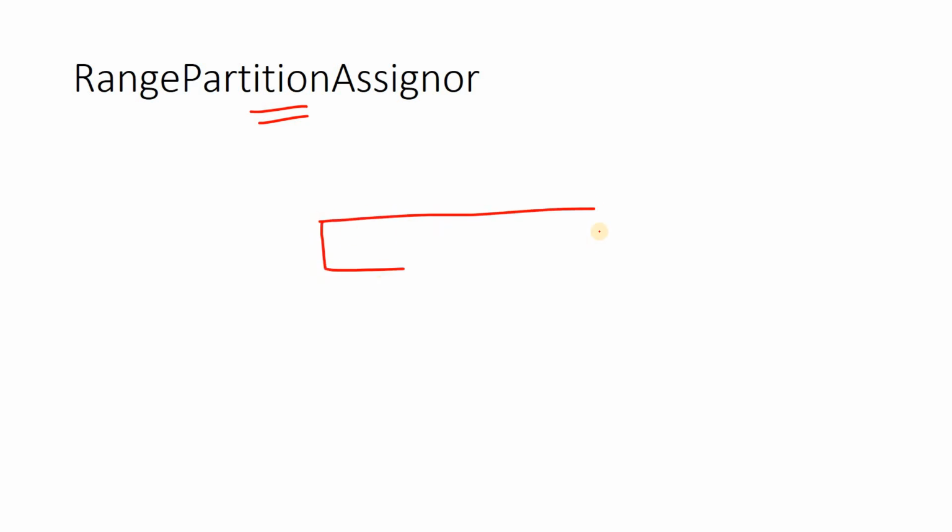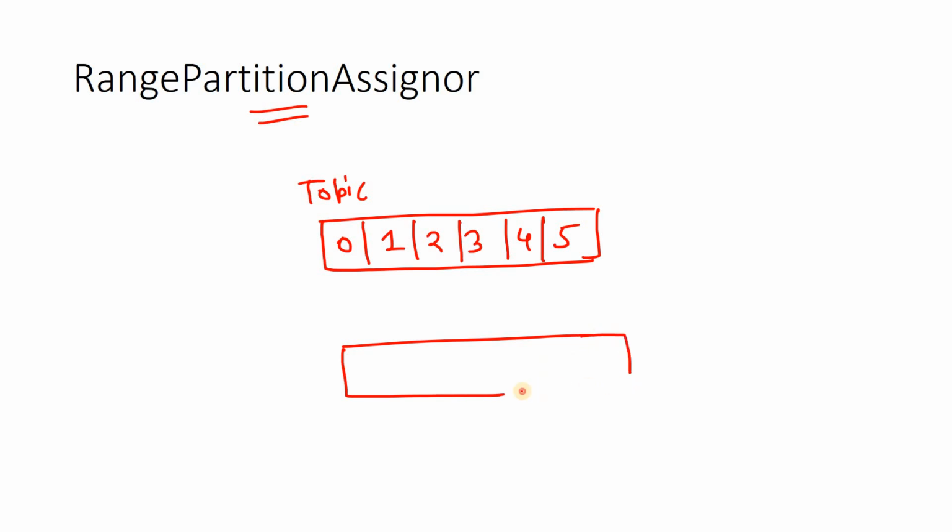So suppose here we have our Kafka topic. Generally we show offsets this way, but suppose this is our partitions. Okay, partition 0, partition 1, partition 2, partition 3, partition 4 and partition 5. Total 6 partitions are there for this particular topic, and suppose here we have a consumer group where we have consumer 1 and consumer 2. Okay, right? Now in case of range partitioner, how will the partitions be distributed among these 2 consumers?